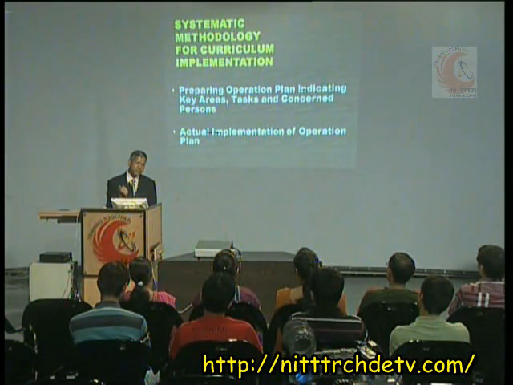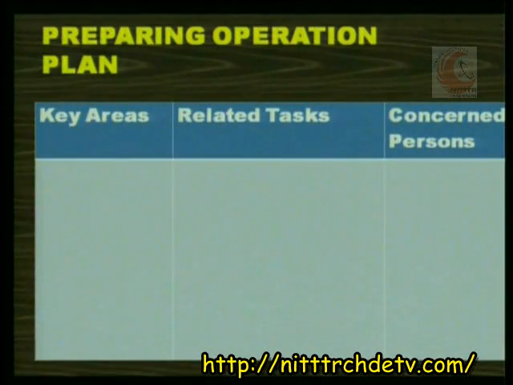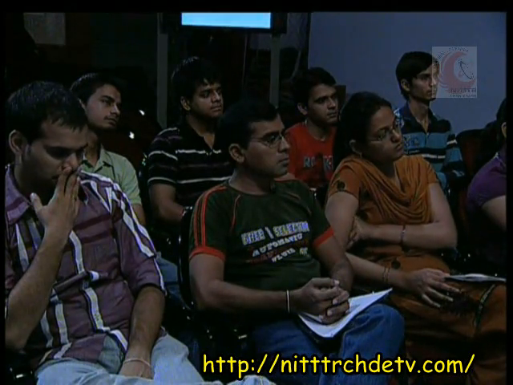Once you prepare the operation plan and put this into practice, the curriculum is automatically implemented. Let us see how we prepare this operation plan. While preparing the operation plan, we have to identify three aspects: the key areas, the related tasks and the people who will be responsible for taking care of these tasks. These are the three things that we have to see, and once we are able to identify these things, your operation plan will be ready.